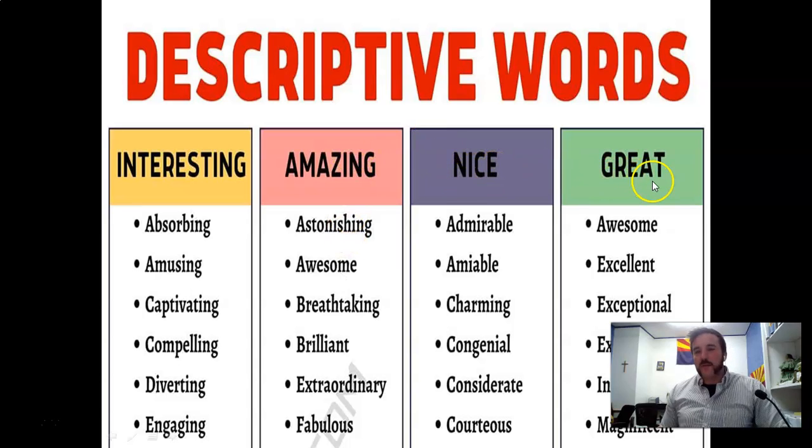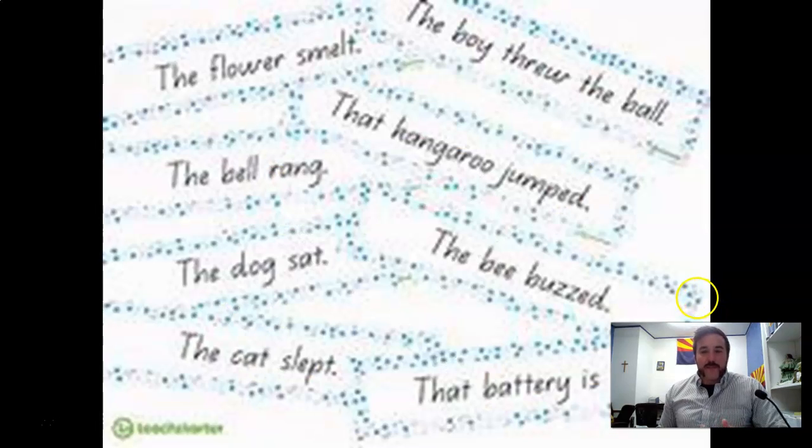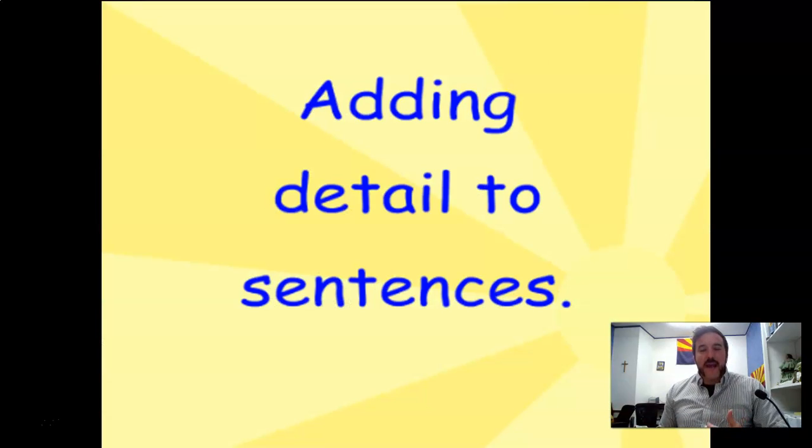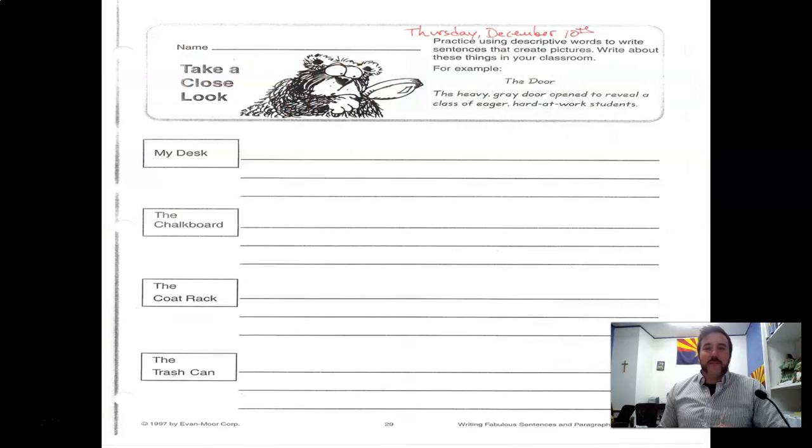Oh, that was great. Oh, that was great. Change up your words a little bit. Oh, it was awesome. It was excellent. It was exceptional. So on and so forth. It just simply are ways to not make your writing be so boring and bland. You add adjectives, take them to the sentence surgeon. Don't have it just be simple subject, simple predicate. Describe it. Add detail. Use adjectives.